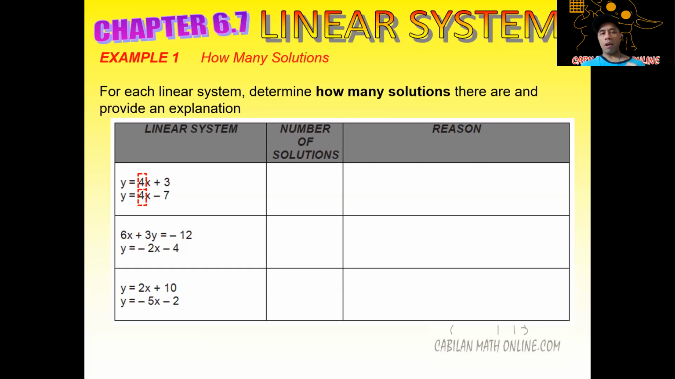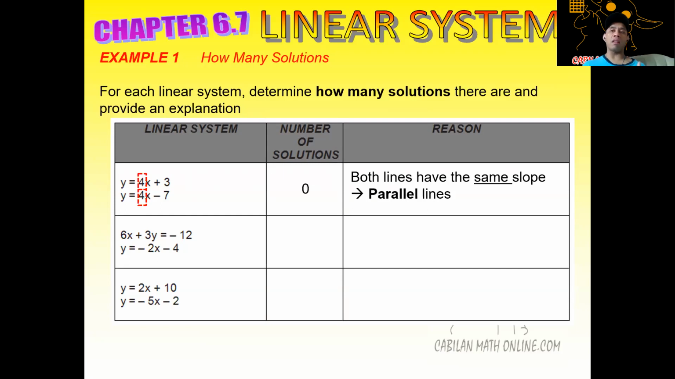So in this example over here, both of these lines have the same slope. So remember that if lines have the same slope, this is an example of parallel lines. So that means these lines will never meet. So since these lines will never meet, this is an example of zero solutions, because remember, a solution is where the lines will meet, the one point, or the infinite number.